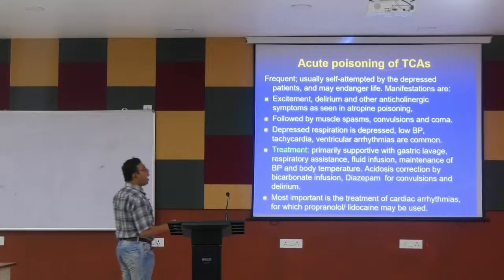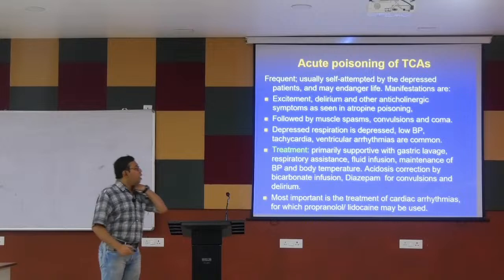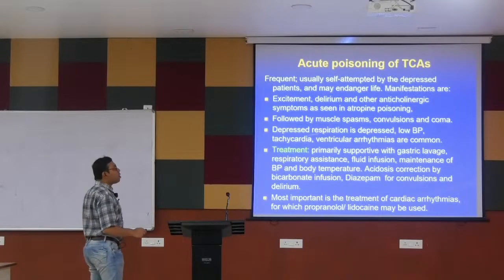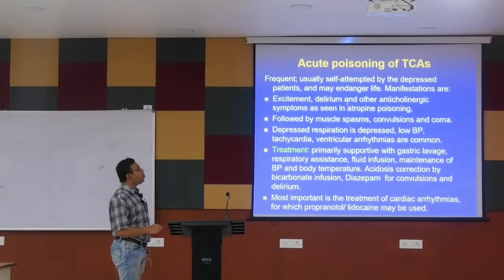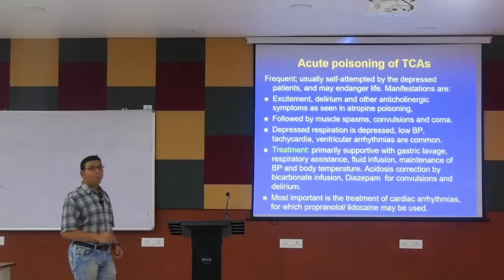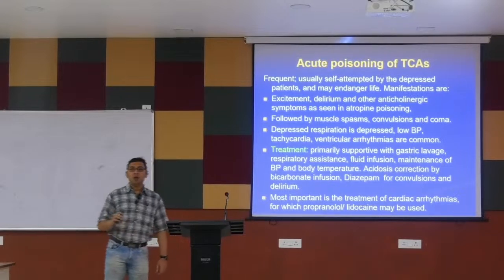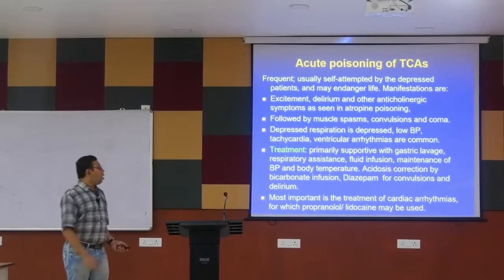So what I am talking about is the acute poisoning of the tricyclic antidepressants. When there is acute poisoning, there will be depressed respiration, delirium, anticholinergic symptoms, muscle spasm, convulsion, coma, and ultimately death can happen if the treatment is not initiated within a few hours.